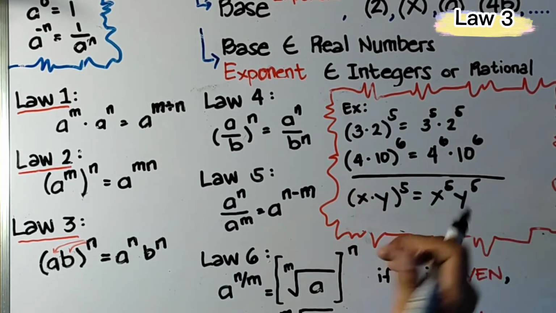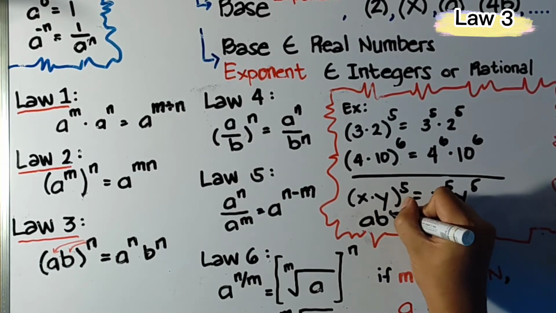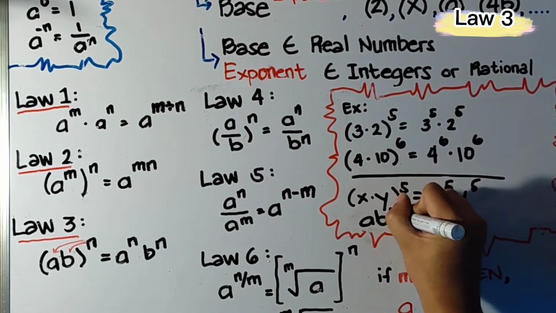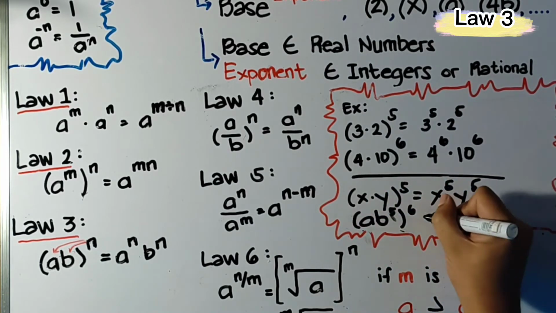And last example, say for example, ab to the 5th, raised to 6. Again, distribute.